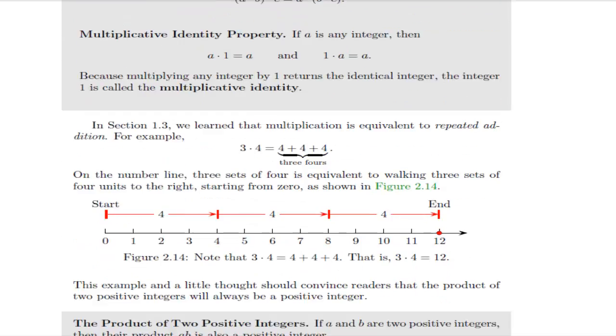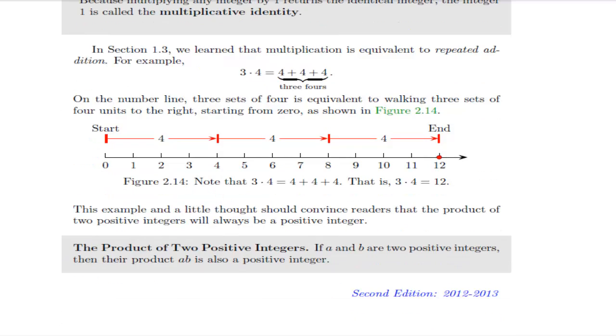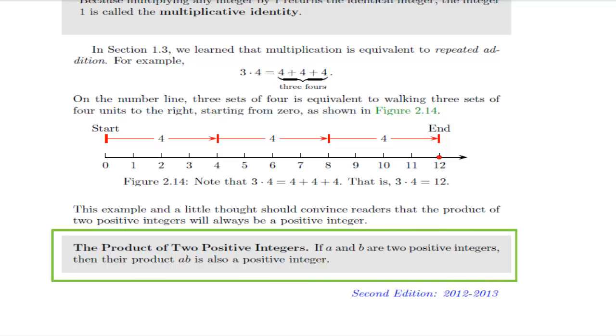In section 1.3, we learned that multiplication is equivalent to repeated addition. For example, 3 times 4 was equal to 4 plus 4 plus 4, 3 4s added together. On the number line, 3 sets of 4 is equivalent to walking 3 sets of 4 units to the right, starting from 0, as shown in figure 2.14. This example and a little thought should convince readers that the product of two positive integers will always be a positive integer. So we have the product of two positive integers.